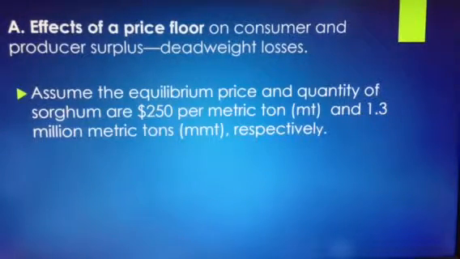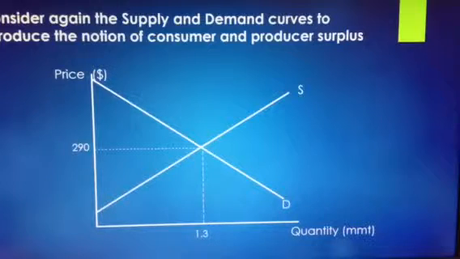Assume the equilibrium price and quantity of sorghum, that's an agricultural product used in cattle feed mostly, $250 per metric ton and 1.3 million metric tons respectively. We see that on this graph here. You see price on the vertical axis, quantity on the horizontal axis. Remember, equilibrium means that quantity supplied equals quantity demanded, and the market is said to clear. There's no excess, no surplus, no shortage. So there's our starting point.